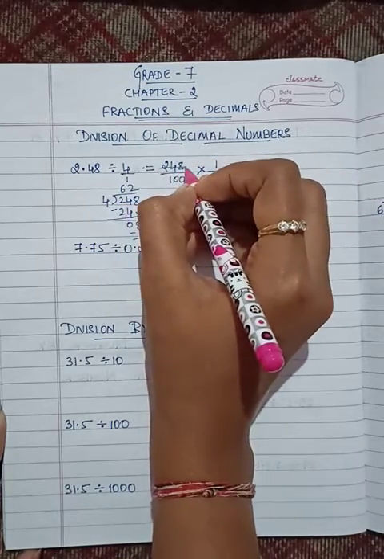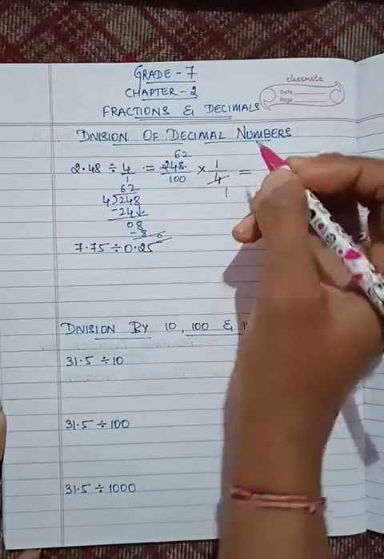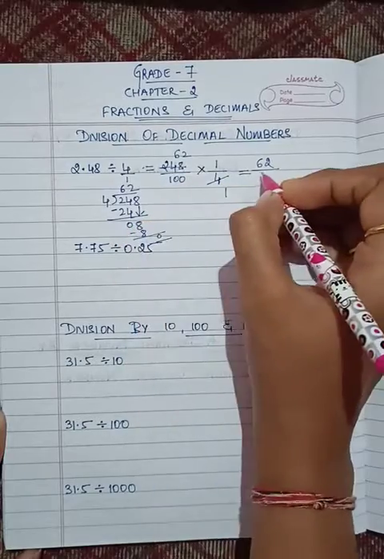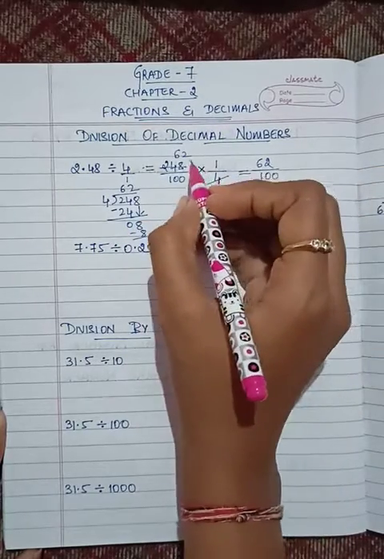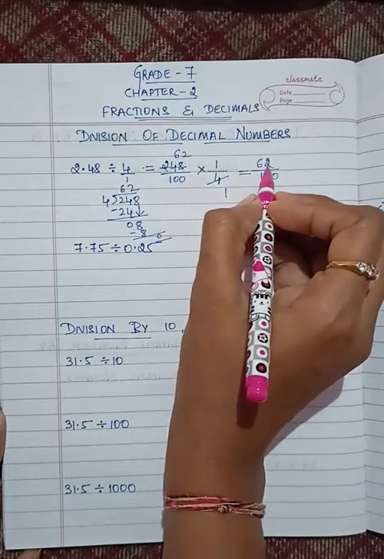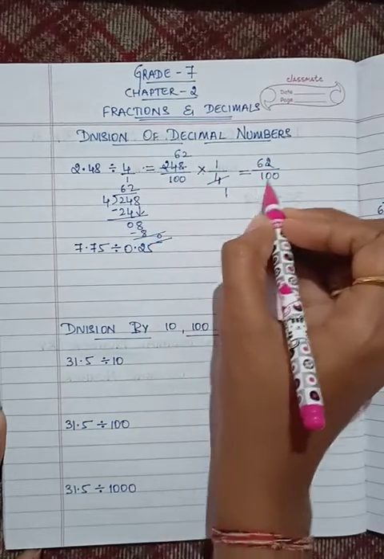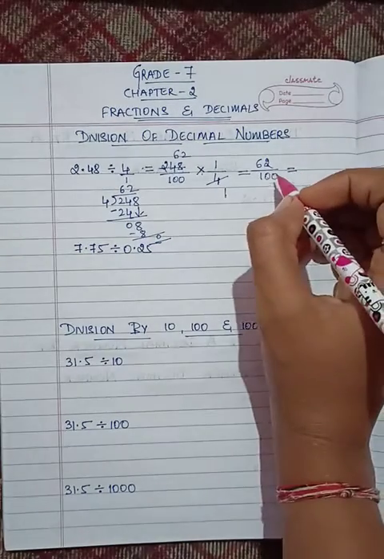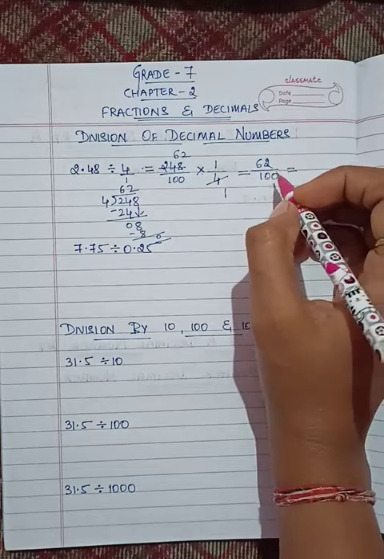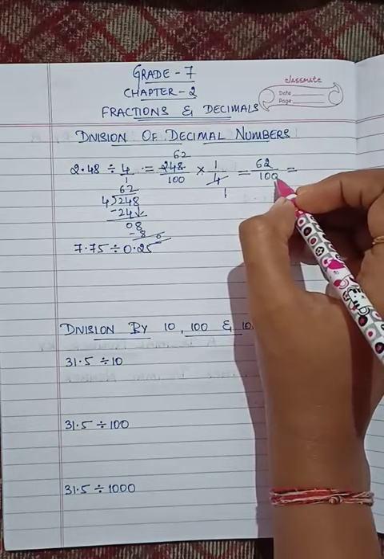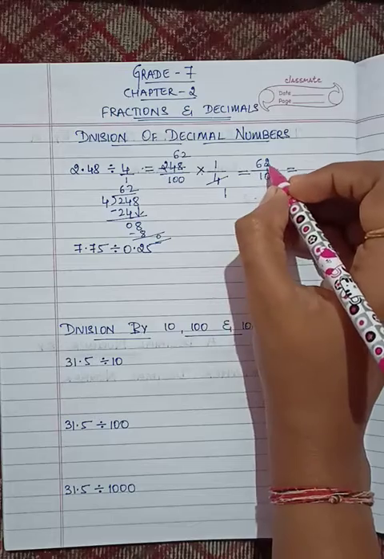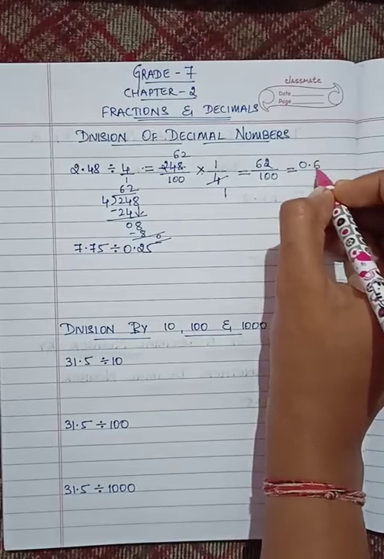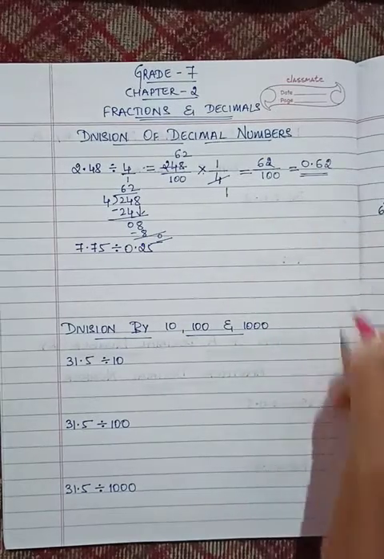4 ones are 4, 62s are. Now I arrive at 62 divided by this 100 here. I repeat, 62 multiplied by 1 is 62. 100 multiplied by 1 is 100. Now, we need not divide this 62 by 100. Instead, let me put the decimal point. So, it is 1, 2, 3. So 0.62. This is my answer.